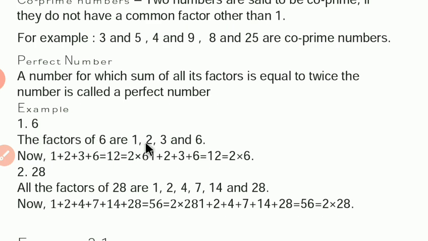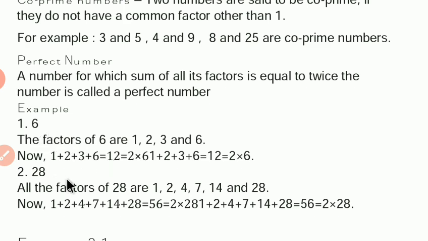Which are the factors of 6? 1, 2, 3 and 6. Now add all the factors. 1 plus 2 plus 3 plus 6. So 6 plus 3, 9. 9 plus 2, 11. 11 plus 1, 12. So you can see that here 12 is double of 6. So 6 is a perfect number.